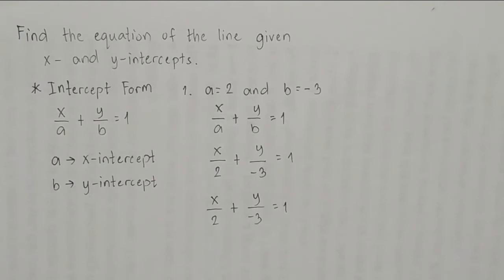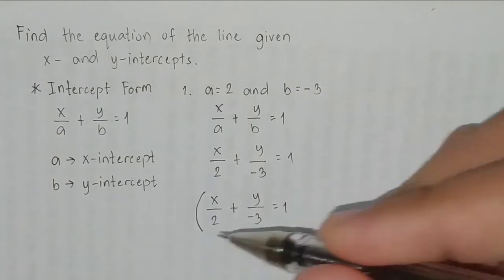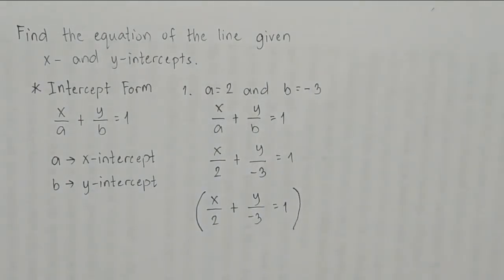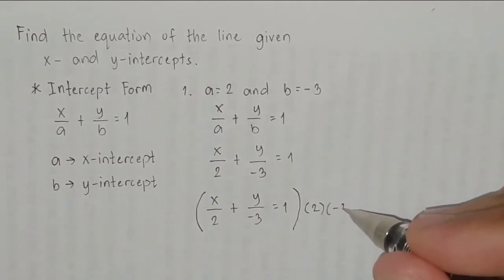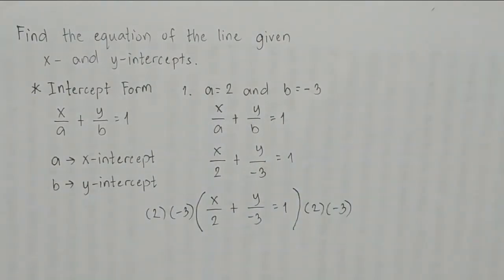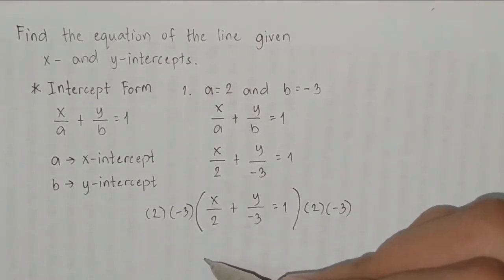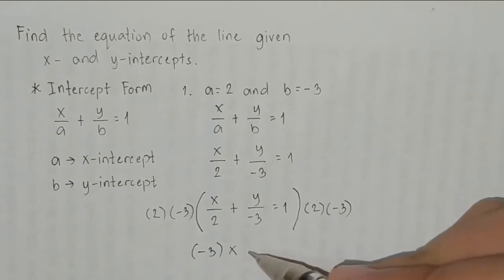And then, yung ating denominator na 2 and negative 3, kailangan natin silang i-multiply to both sides of the equation. So, wag muna natin silang pagsamahin. Wag muna natin kunin yung kanilang product. Ganito yung gawin natin. 2 and negative 3. So, sa kabila din, we have 2 and negative 3. Ayan. If we multiply this 2 and negative 3 to x, we can cancel 2. So, ang matitira na lang dito ay negative 3 and x.